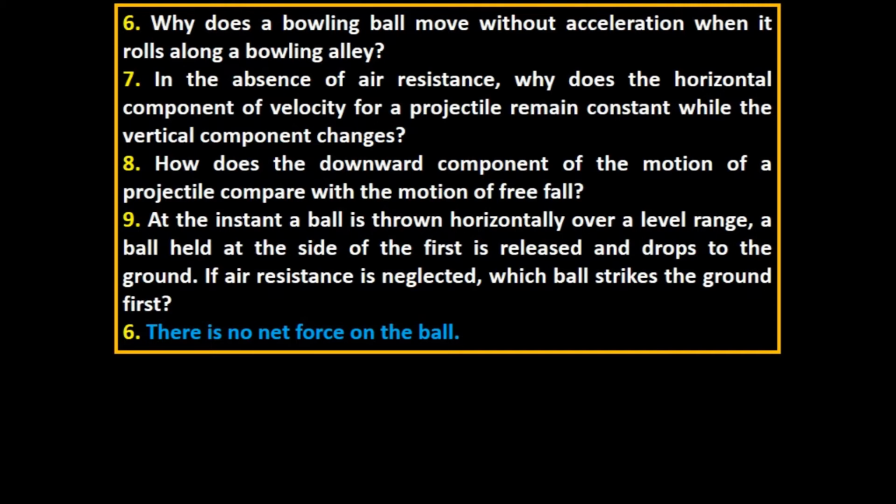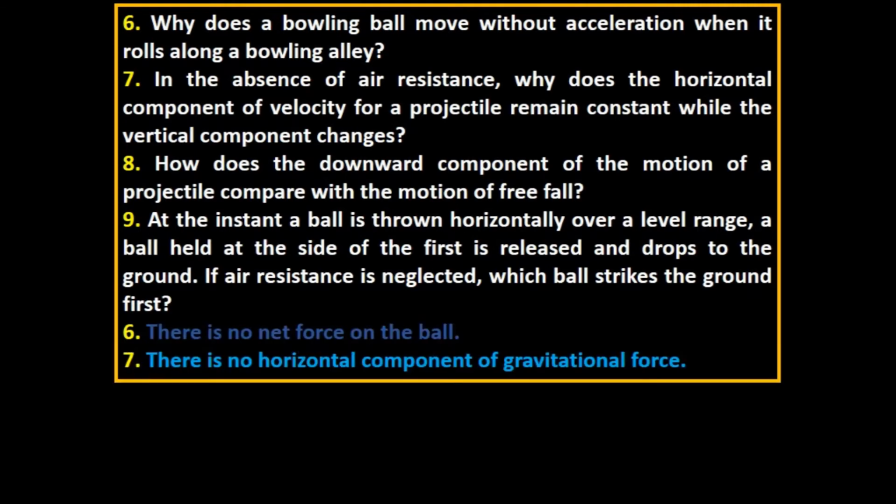In the absence of air resistance, why does the horizontal component of velocity for a projectile remain constant while the vertical component changes? The vertical component is affected by gravity, where the horizontal component does not have that. The horizontal components will certainly be affected by air resistance, but if we say that there is no air resistance, there's no force. Therefore, there's no deceleration or acceleration, it's constant velocity.